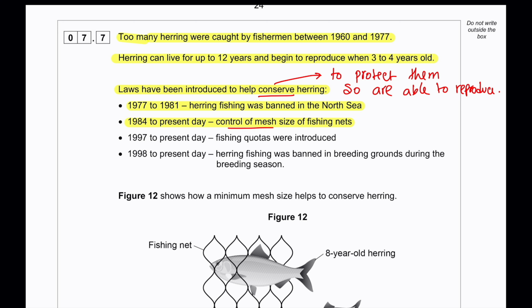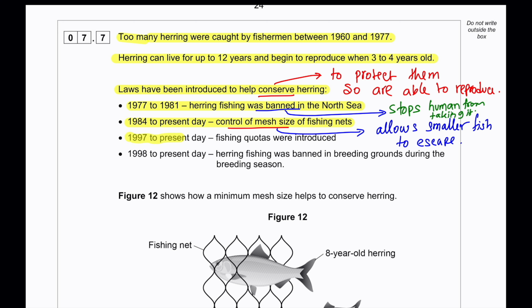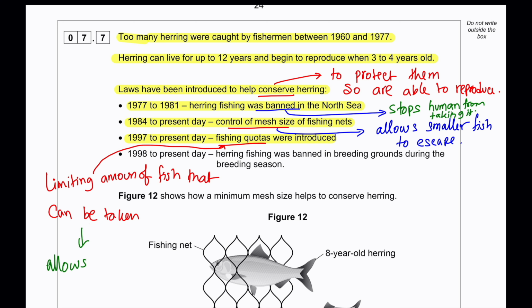So the control of mesh size of the fishing nets allows smaller fish to escape so that they can reach their adulthood and breed. Banning fishing stops the fish from decreasing in number overall by humans. So 1997 to present day, fishing quotas were introduced. Fishing quotas is a method of limiting the amount of fish that can be taken. So this in turn allows brood stock to remain in high number. 1998 to present day, herring fishing was banned in breeding grounds during the breeding season. So this protects the egg-carrying female.